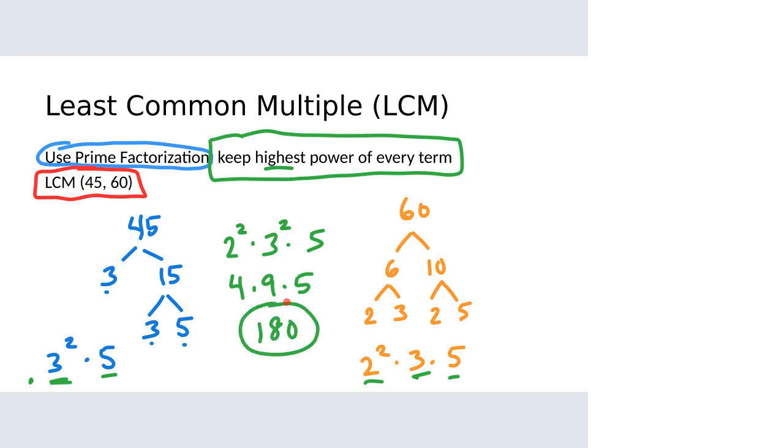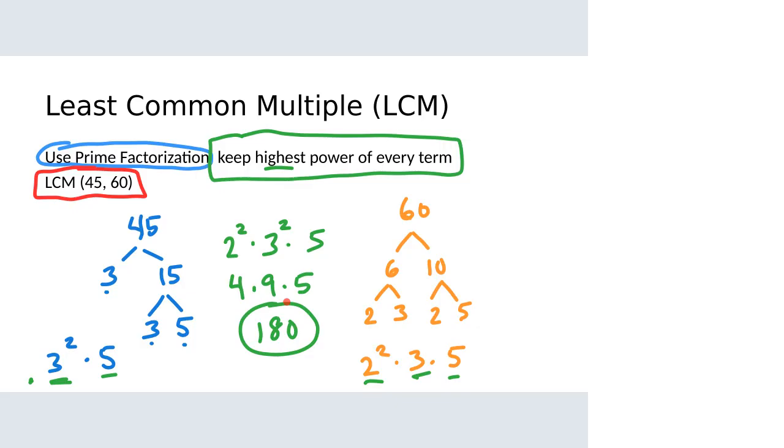And that's the least common multiple of 45 and 60. It's the smallest number that both of those will go into evenly. If you wanted the least common denominator for fractions that had 45 and 60 in them, you could use 180. That would be the smallest number they'd both go into. Let me know if you have any questions about this before I have you try one.